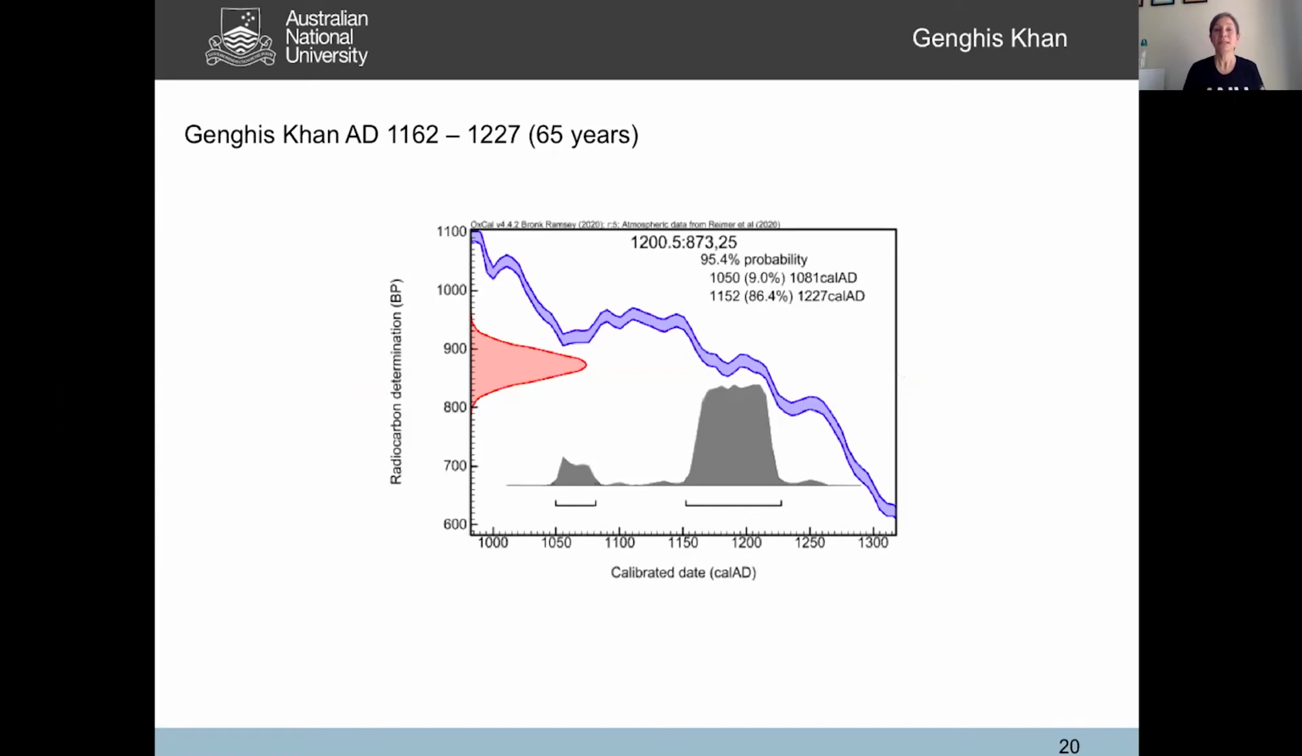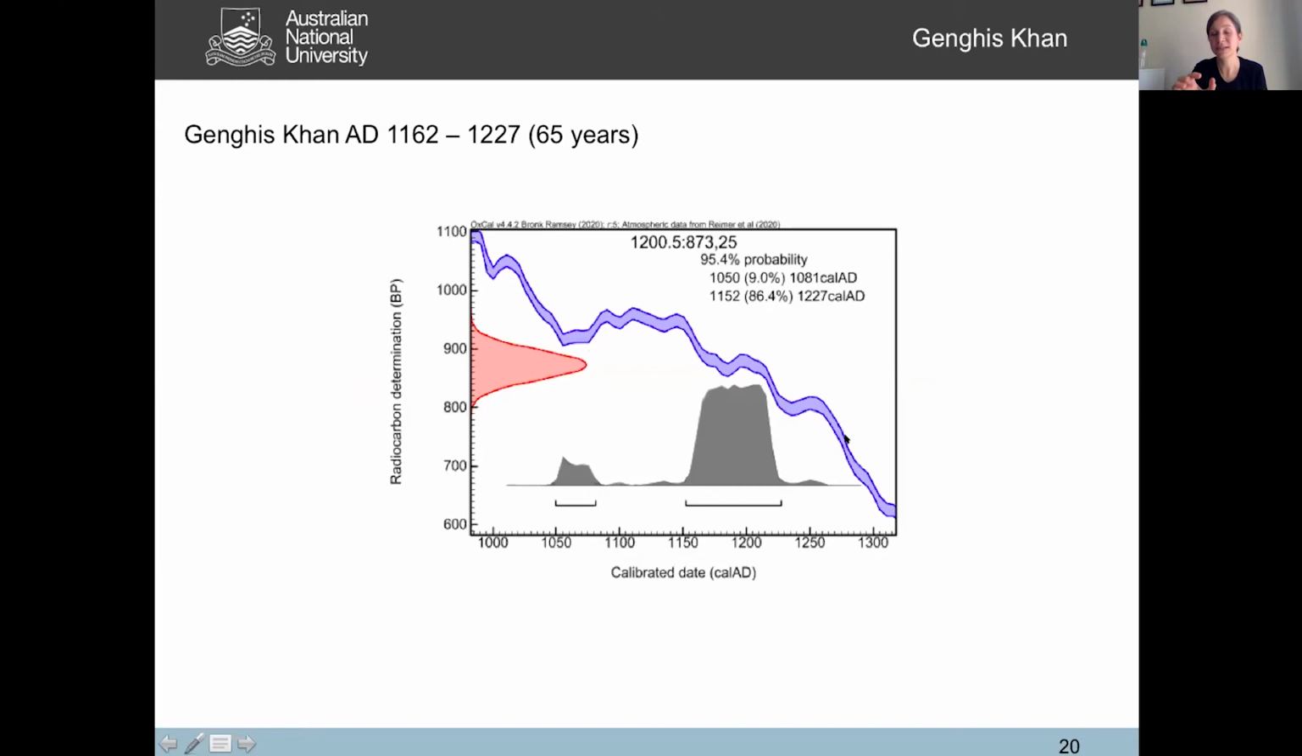Okay, Genghis Khan only lived for quite a short period, so 65 years, quite a long time ago. So between 1162 and 1227. If we were to simulate a radiocarbon date from 1200 AD and we calibrate it, we get a very, very wide possible age. So to take you through this little plot here, this blue line here is your calibration curve.